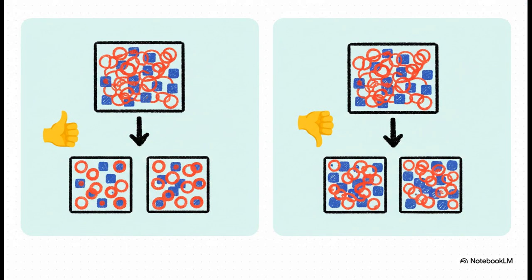So look at the split on the left. We start with a messy, mixed-up box, but after that one question, the two new boxes are much cleaner. You've got mostly red circles in one and mostly blue squares in the other. That is a good split. Now, look to the right. That split didn't really help, did it? The new boxes are still a chaotic mess. The algorithm is literally programmed to always hunt for splits that turn chaos into order, just like that one on the left.